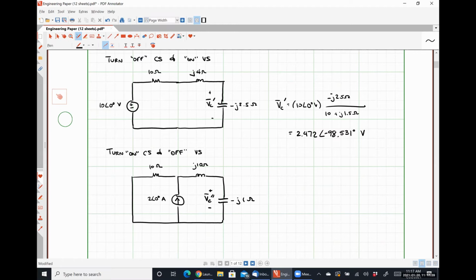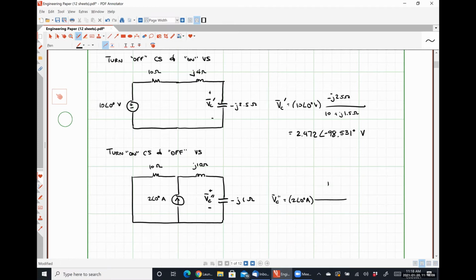So we can do current division to find out how much current is flowing through that right-hand branch, and then Ohm's law on top of that to get the voltage drop specifically. So I'm going to do that all in one single equation. I'm going to say that VC double prime is going to be, let's see, 2 angle 0 degrees amps.